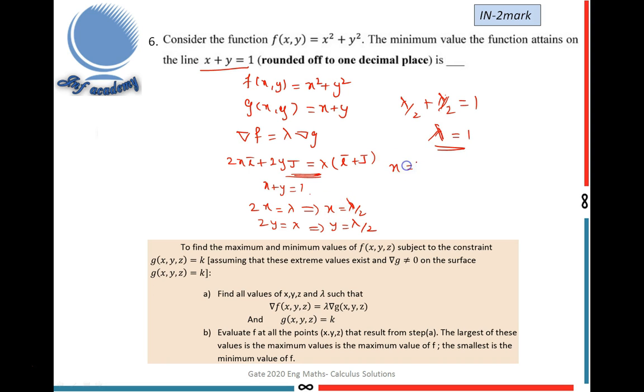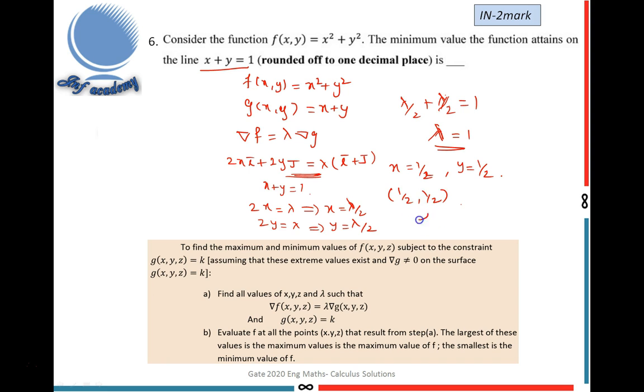I got x equal to 1/2 and y equal to 1/2. Therefore, I got the point (1/2, 1/2). Therefore, f has possible extreme values, that is maximum or minimum, at the point (1/2, 1/2). Here one point is available, so this is the minimum value of the function.